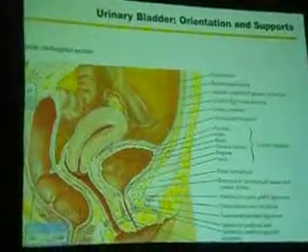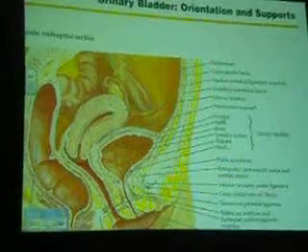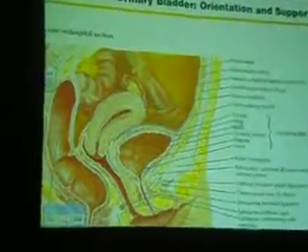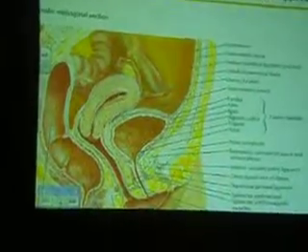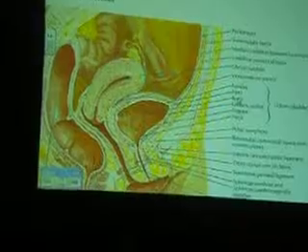Similar. Here we have the fundus of the bladder. We have the body. Those terms are commonly used by the anatomists for the clinician, the trigone, and the bladder neck.